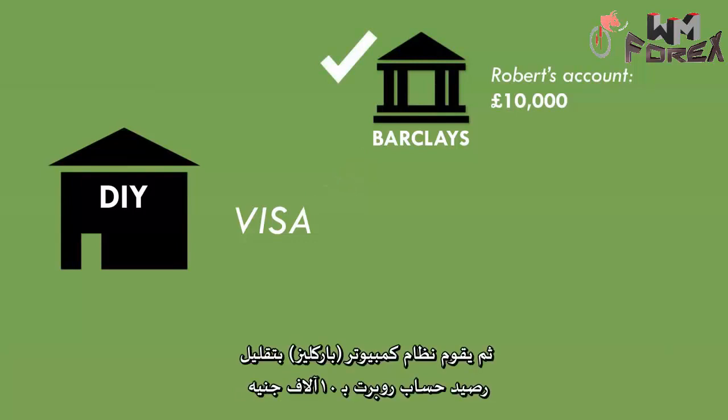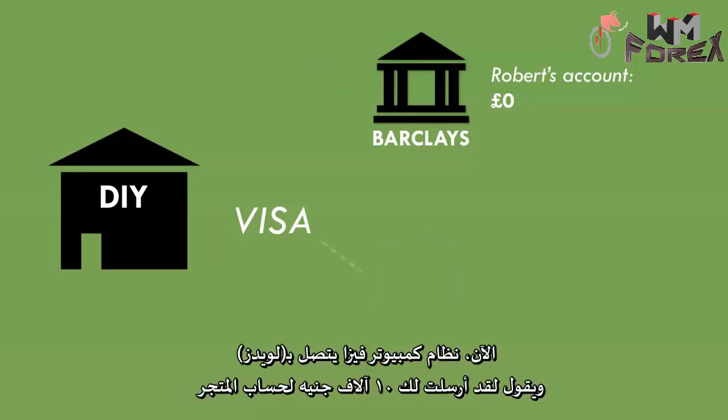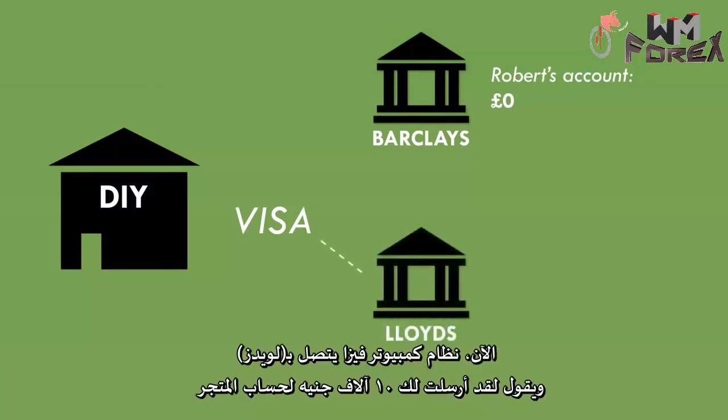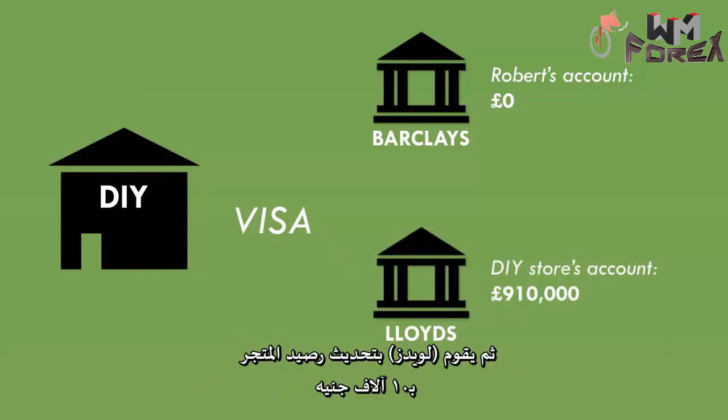Barclays' computer system then reduces the balance of Robert's account by £10,000. Now, Visa's computer system contacts Lloyds and says, "I'm sending you £10,000 for the DIY store's account." Lloyds then updates the balance of the DIY store by £10,000.